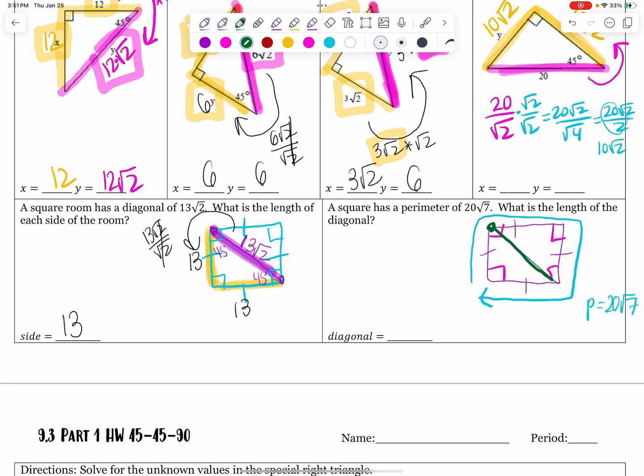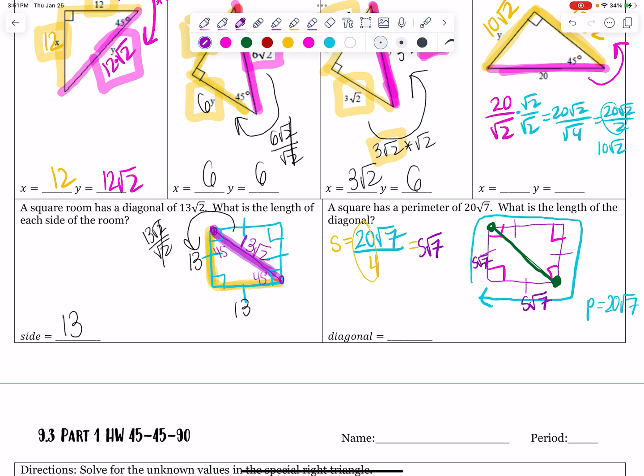So if I know the side length of the square, then I can find the diagonal of the square, but I don't know the side length yet. So I'm going to have to use the perimeter in order to do that. So how do I find a side length? That side length is going to be equal to the perimeter, which is 4 of the sides, divided by 4. So 20 root 7 divided by 4, each of those 4 sides. Okay, because each of those sides is going to be the same length. So I'm going to divide that by 4. So what is 20 divided by 4? That is going to give me a side length of 5 root 7. So each of these sides in the square is 5 root 7.